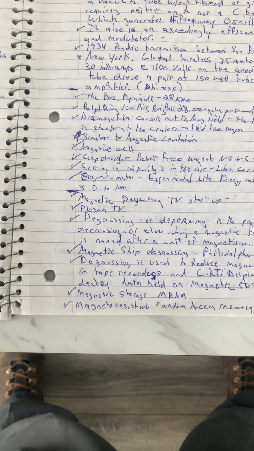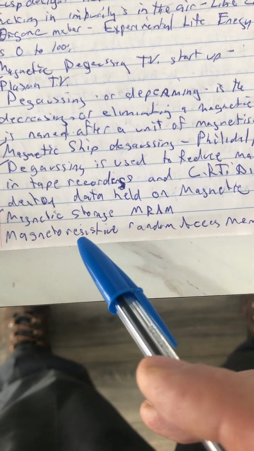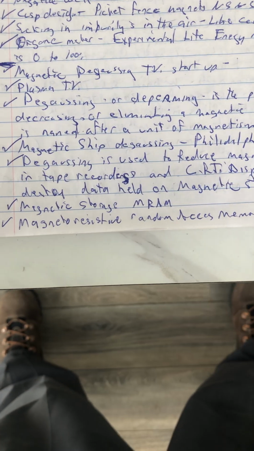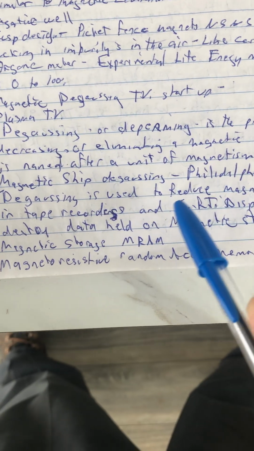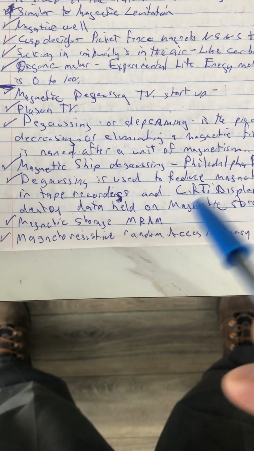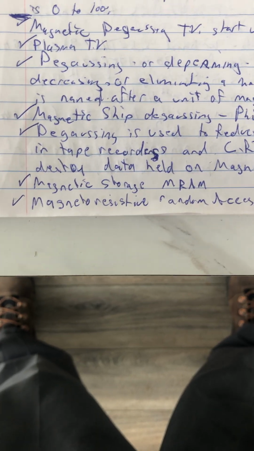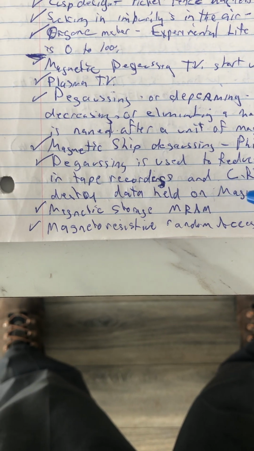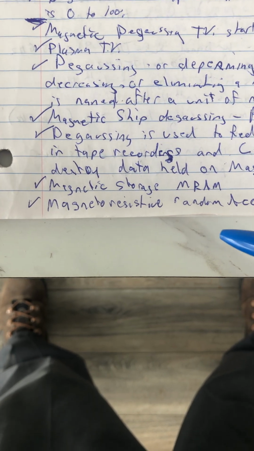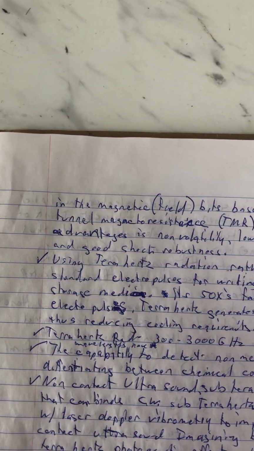It's a process that wipes out the magnetic fields and destroys the data held on the magnetic storage. So this is where you get stuff like magnetic storage, MRAM. Magneto-resistive random access memory is storage of data in the magnetic field.